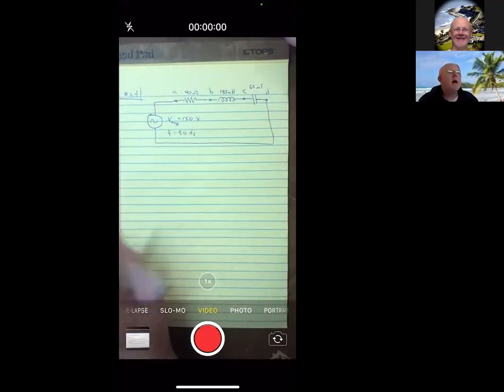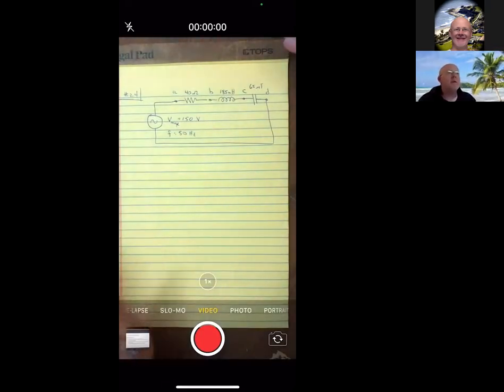Calculate the maximum voltages between A and B, all right? And then question B, between B and C, okay? And question C, C and D, and then D, between B and D. Okay.